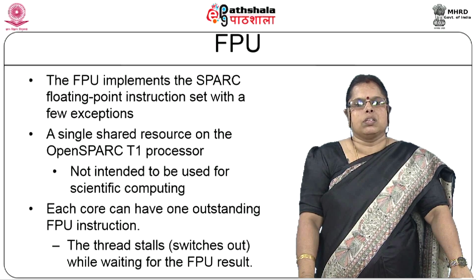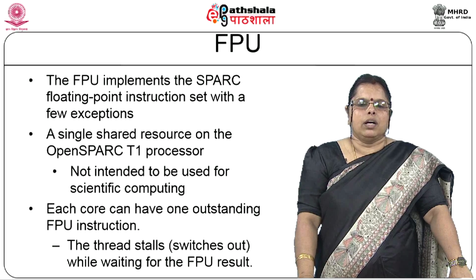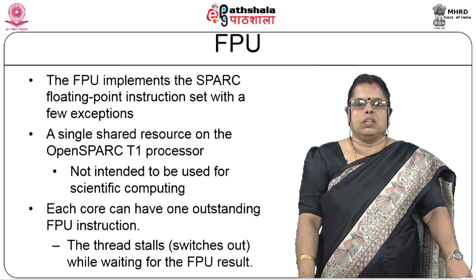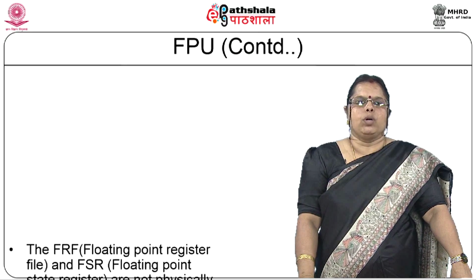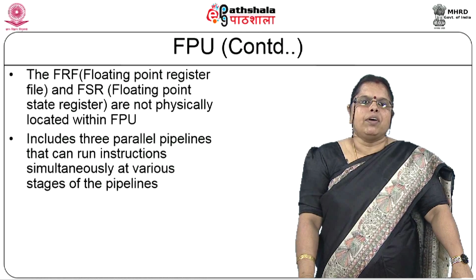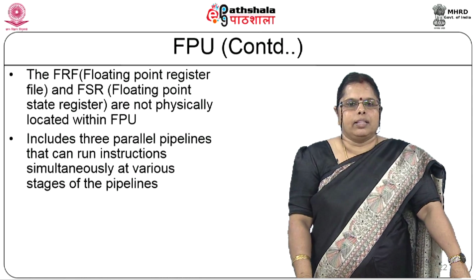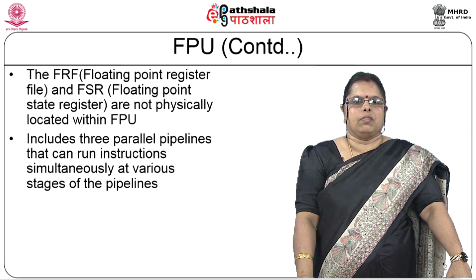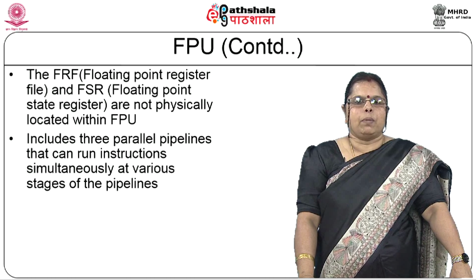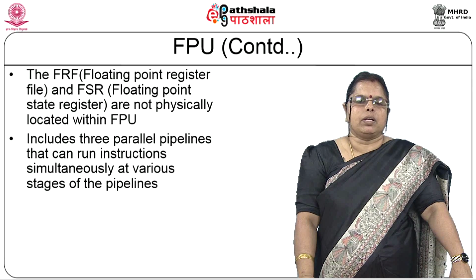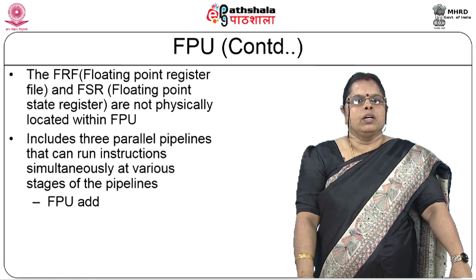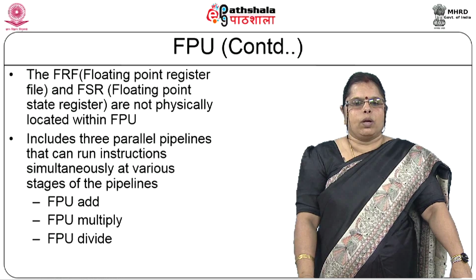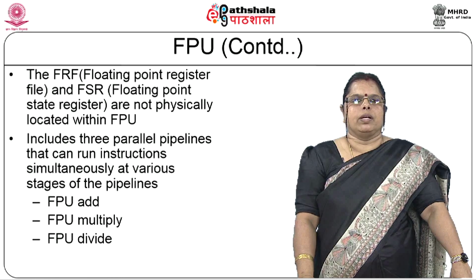If you have a problem there, the thread waits for the FPU result, stalls, and switches out, and this core is considered again when you do a thread select operation. The FRF, the floating point register file, and the FSR, the floating point state register, are not physically located within the FPU. It includes 3 parallel pipelines that can run instructions simultaneously at various stages of the pipeline. The instructions that can be executed are floating point add, floating point multiply, and floating point divide.